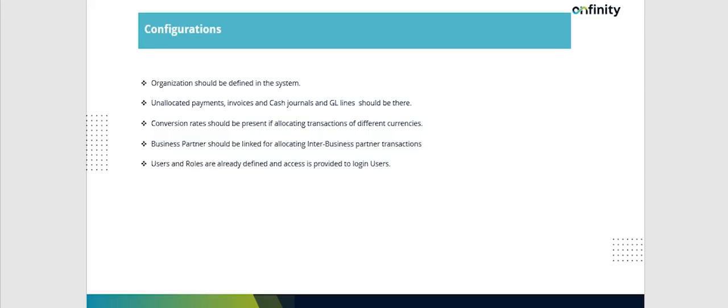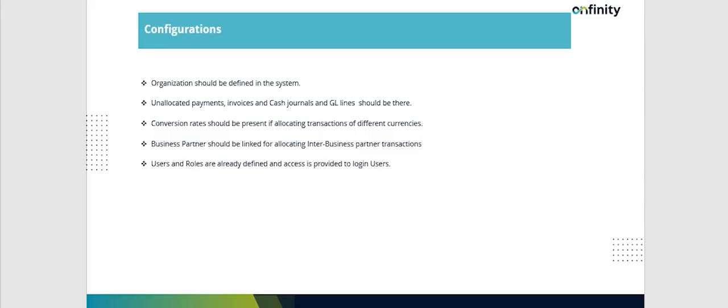Next, unallocated payments, invoices, cash journals, and GL journal lines must be available in the system. These open records are required to perform allocations. If allocations involve transactions in different currencies, the currency conversion rates must be configured in the system. Based on the selected date, the system automatically picks the applicable conversion rate.